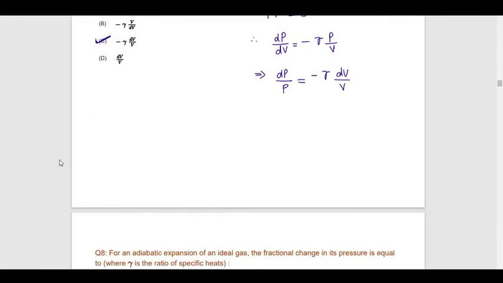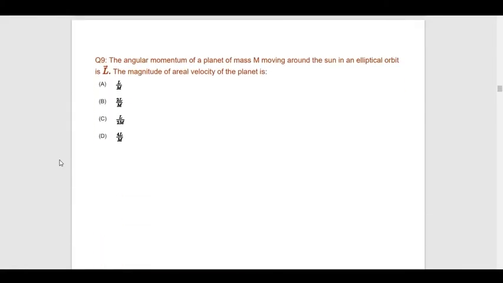Let us move forward and observe this question. It says that the angular momentum of a planet of mass m moving around the sun in an elliptical orbit is L vector. The magnitude of the areal velocity of this planet is? I think this is based upon Kepler's second law, and the correct answer is L divided by 2m. But let us observe how to prove it.